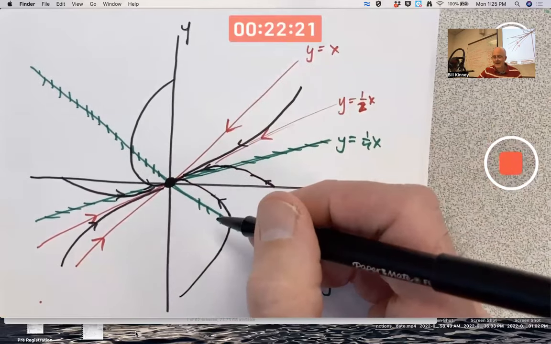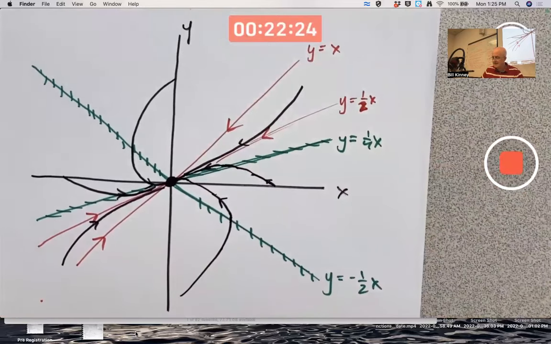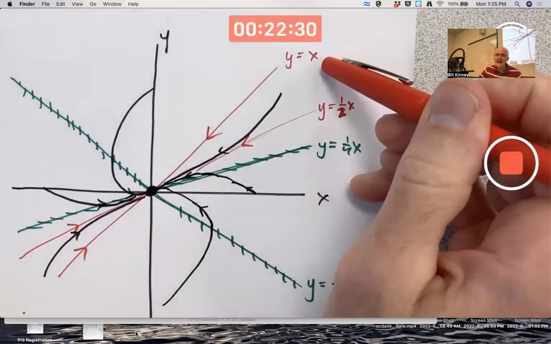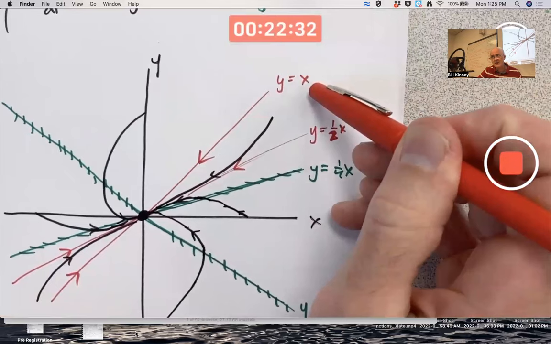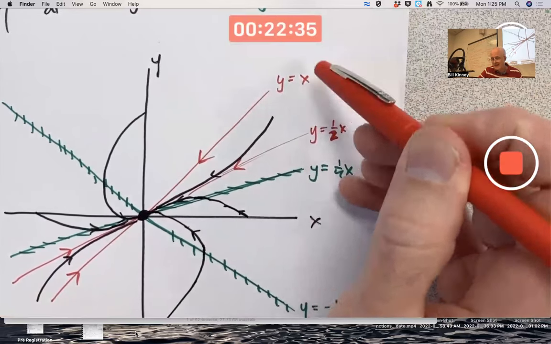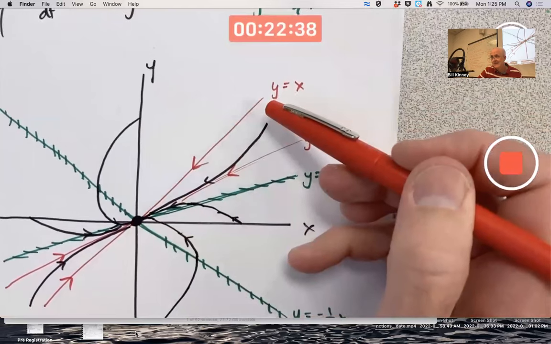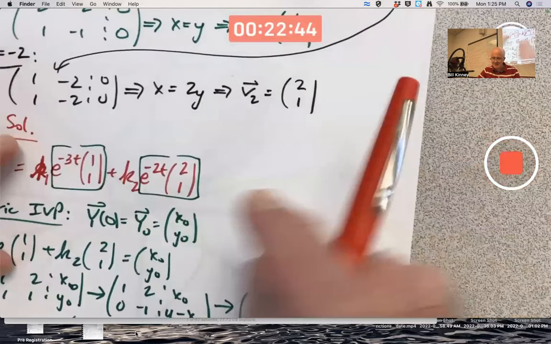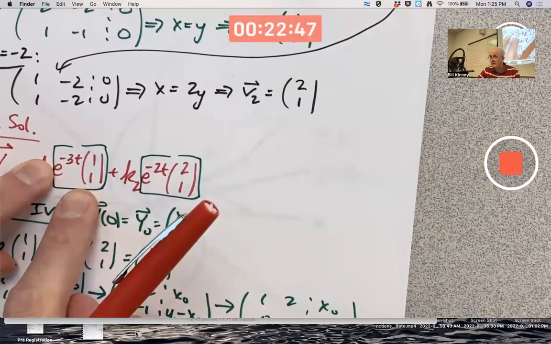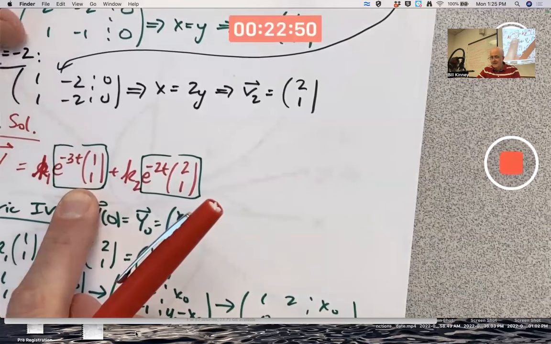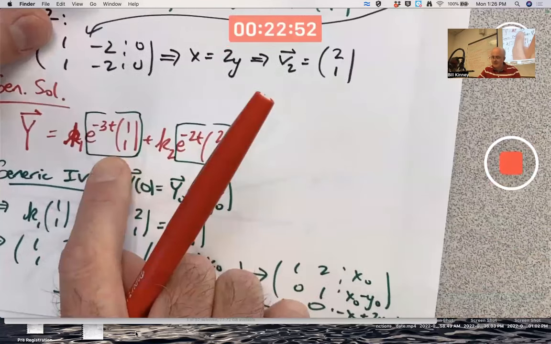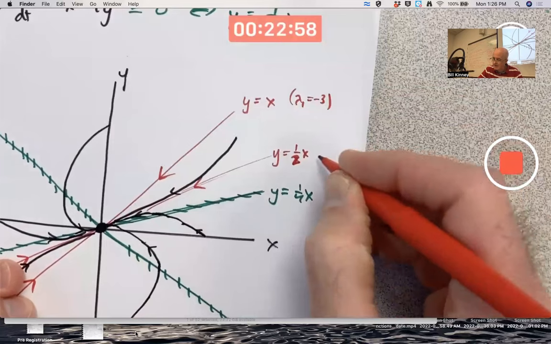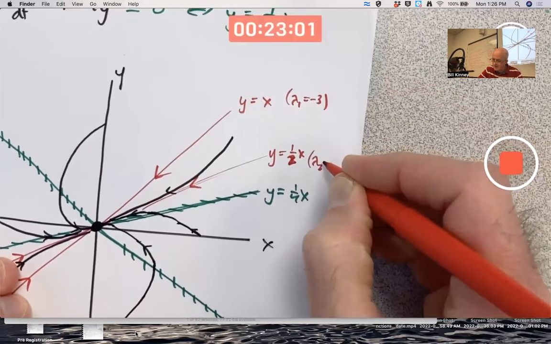What's the intuition behind that? This is a very subtle point, but important. This straight line solution, y equals x, by the way, that's not the equation of the straight line solution itself. That's just the line it lies on. The equation of the straight line solution itself is essentially just that expression as a parametric curve. That corresponds to the eigenvalue -3. This was lambda 1 equals -3. The other straight line solution corresponds to the eigenvalue -2. Lambda 2 equals -2.